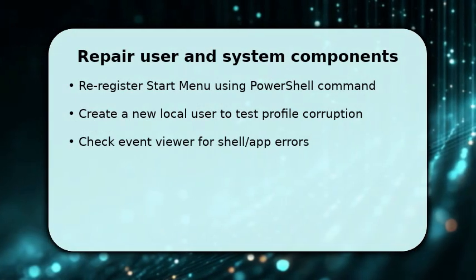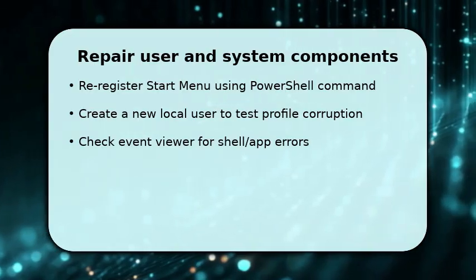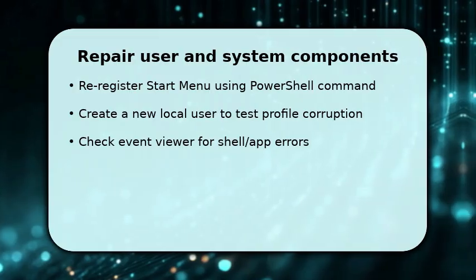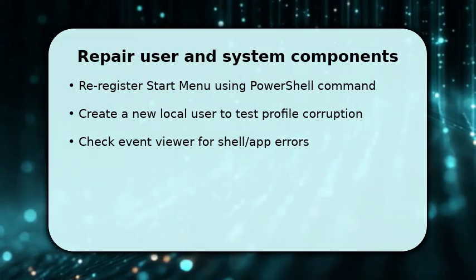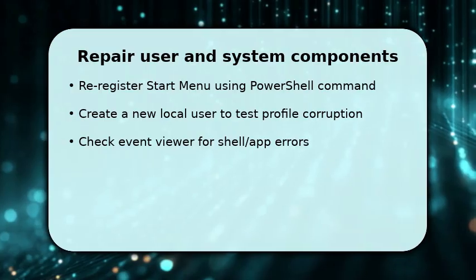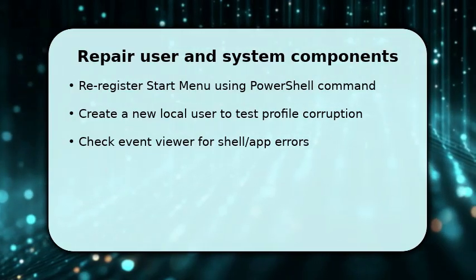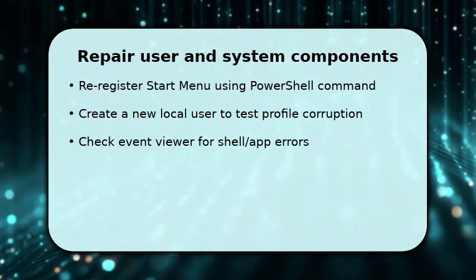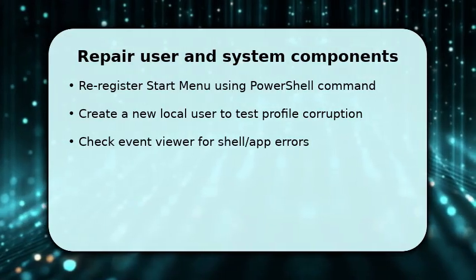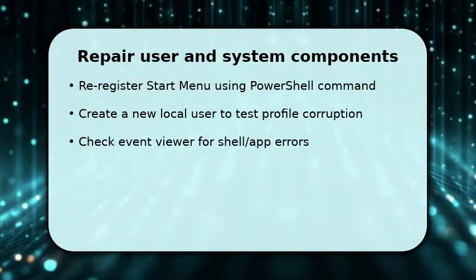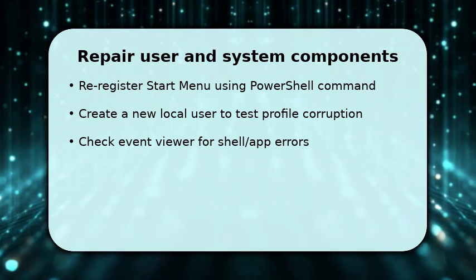Next, re-register the Start menu app with PowerShell to repair package registration. Run the Add-AppxPackage re-register command for all users, as this fixes broken app manifests. If the Start menu still fails, create a new local user to determine whether the problem is profile-specific. If the new account works, migrate data and reset the corrupted profile. Also, inspect Event Viewer for shell or Explorer errors to pinpoint failing components and note error codes for targeted fixes.